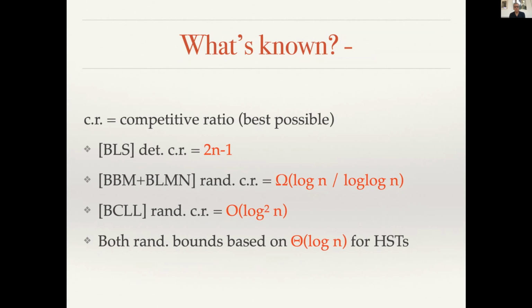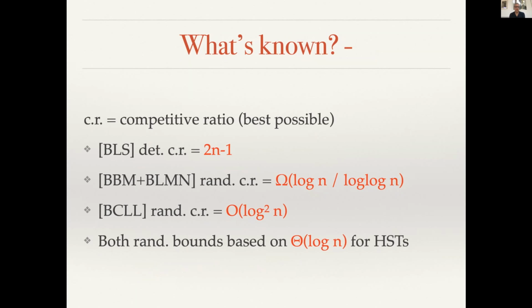As far as randomized competitive ratio, and here we're talking about randomization against the oblivious adversary, in this case there is a small, or relatively small, gap. Very recently, Bubeck et al. showed an upper bound of order log squared n in any metric space.